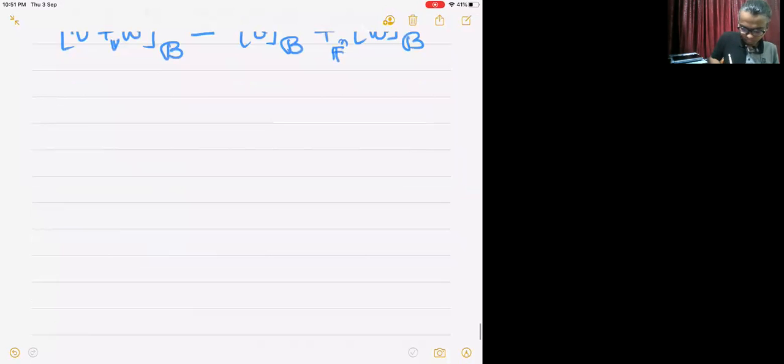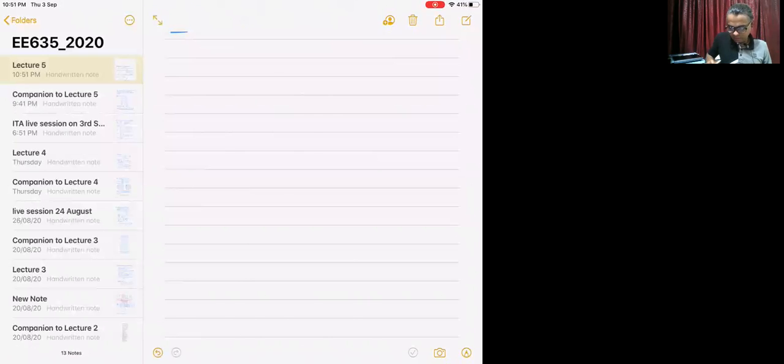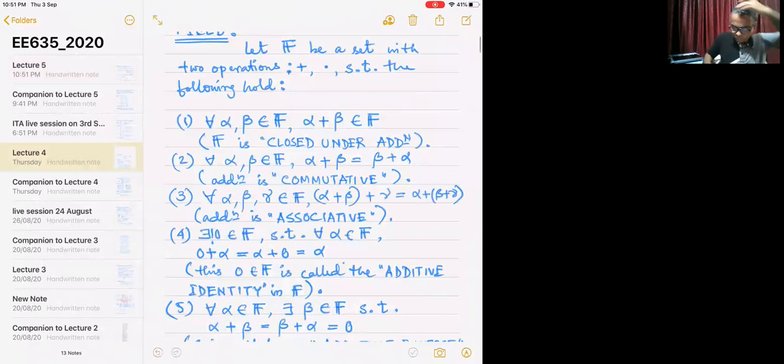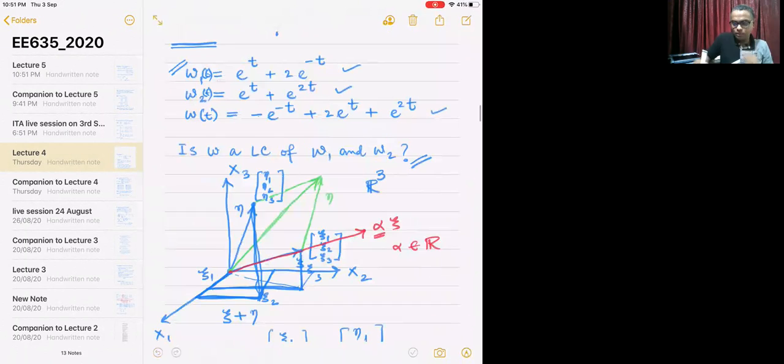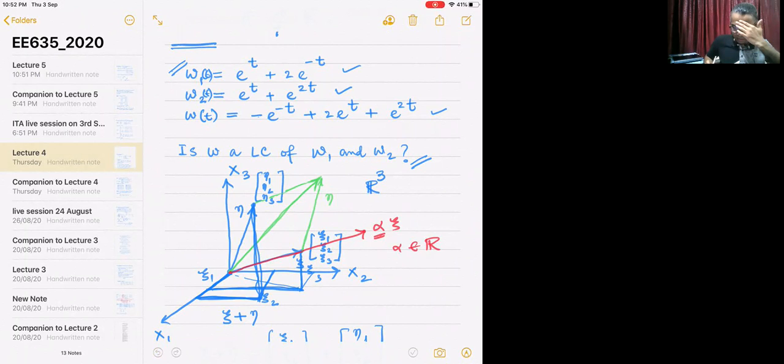So let us look at a quick example, and for that we'll go to an earlier construction that we did while we were trying to motivate a definition of abstract vector spaces. This one, you see, I had these three vectors, w1, w2, and w. e to the power t plus 2 e to the power minus t, e to the power t plus e to the power 2t, and then minus e to the power minus t, 2 e to the power t plus 2 plus e to the power 2t.